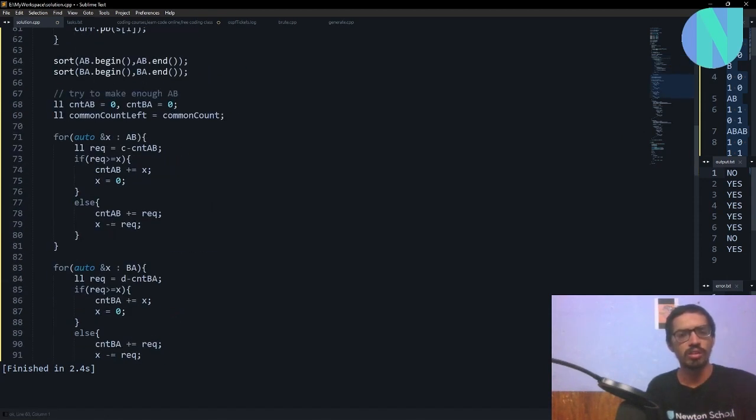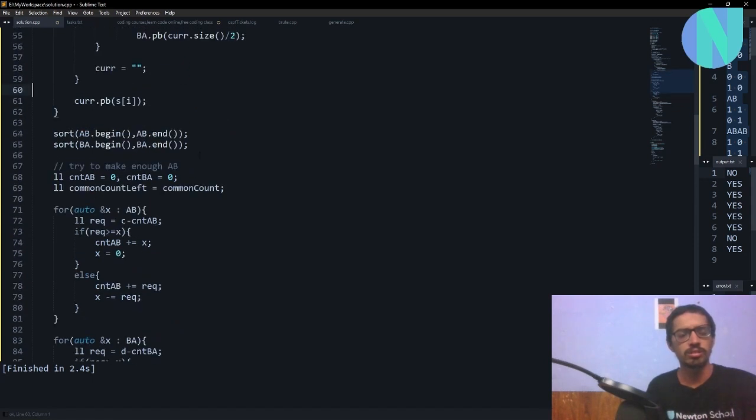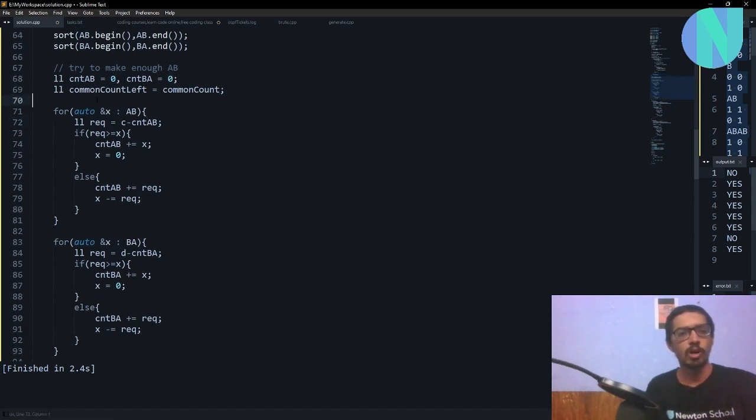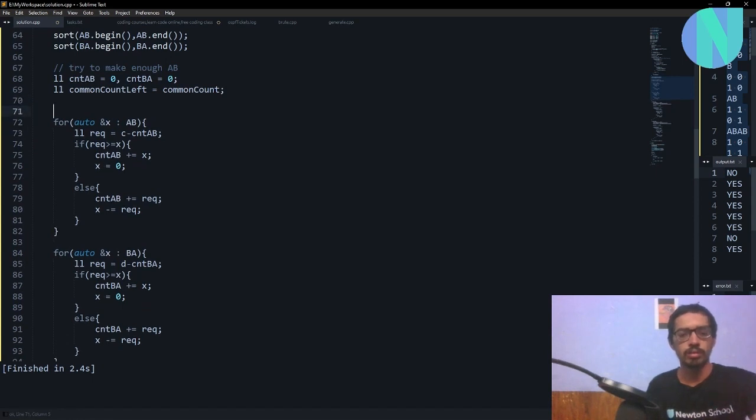So you don't need to sort here. I don't think you need to sort here, but still I think it's useful to sort first. So if in starting my count AB is equal to 0 and my count BA is equal to 0 and my common count left is equal to my starting common count, I will iterate over all my AB strings, and try to get count AB equal to C from AB strings.